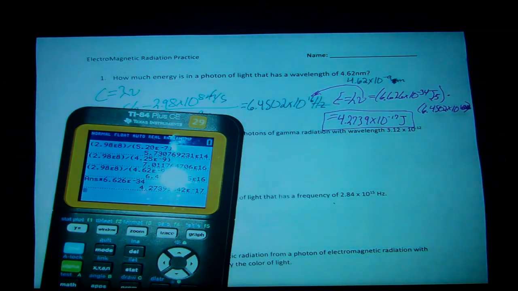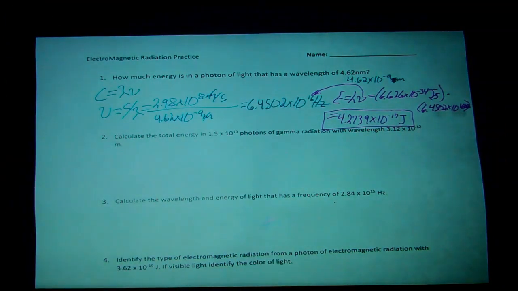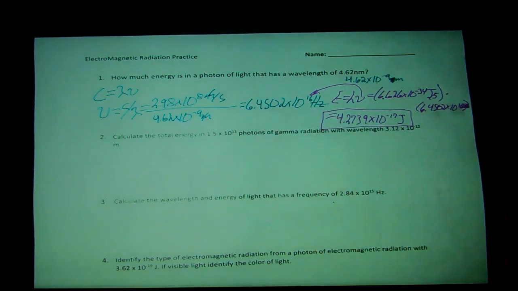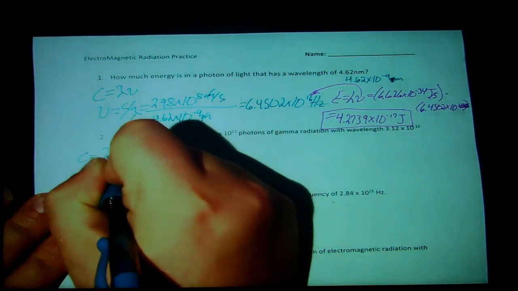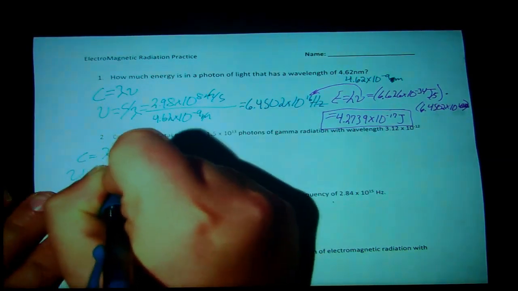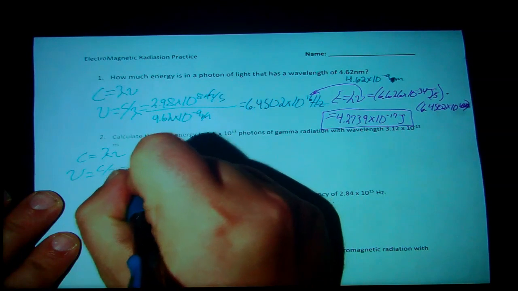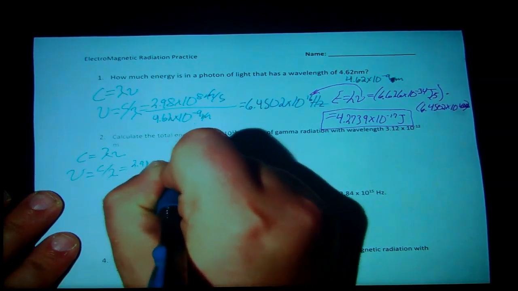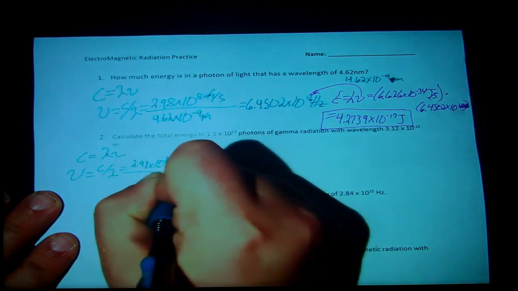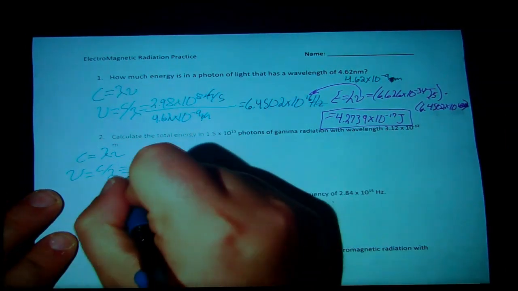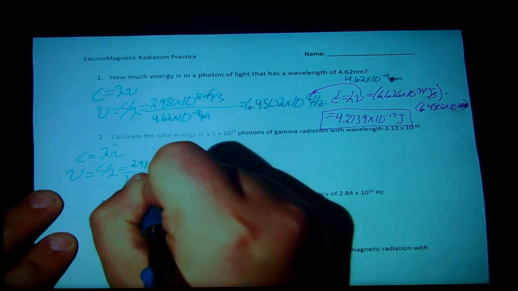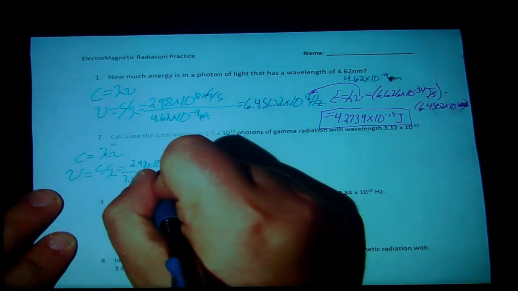Alright, moving on to number 2. Calculate the total energy of 1.5 times 10 to the 13 photons of gamma radiation with wavelength 3.12 times 10 to the negative 12 meters. We're going to do the same thing we did up here to get frequency. Speed of light, wavelength, frequency. Frequency equals speed of light divided by wavelength, which is 2.98 times 10 to the 8 meters per second divided by 3.12 times 10 to the negative 12 meters.